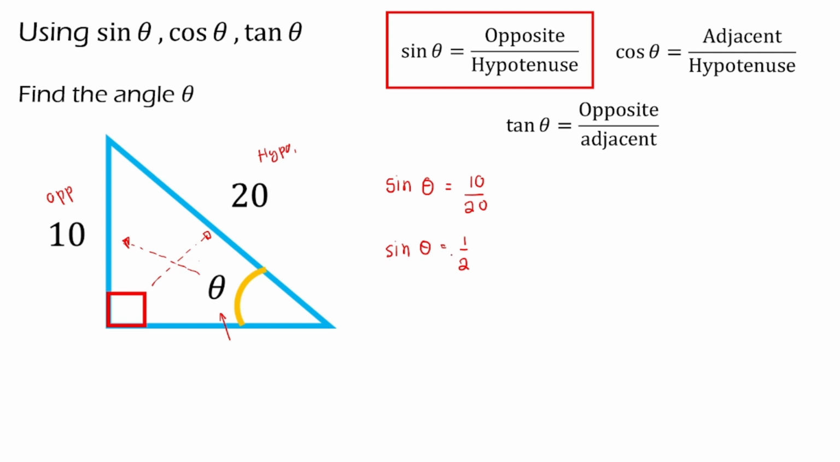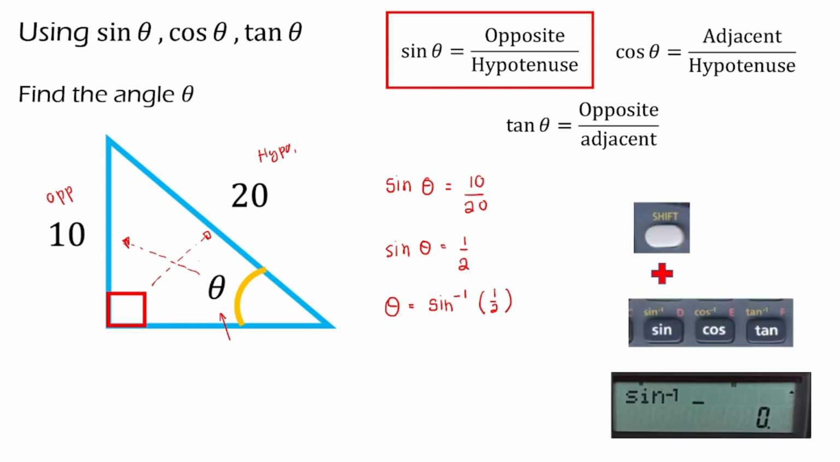How to solve this and how we actually write the next step is like this. Theta will be equal to inverse of sine. You have something like this: sine negative 1 of 1 over 2. You might ask, how can I press this on my calculator? Okay, I have actually prepared this information for those that don't know.